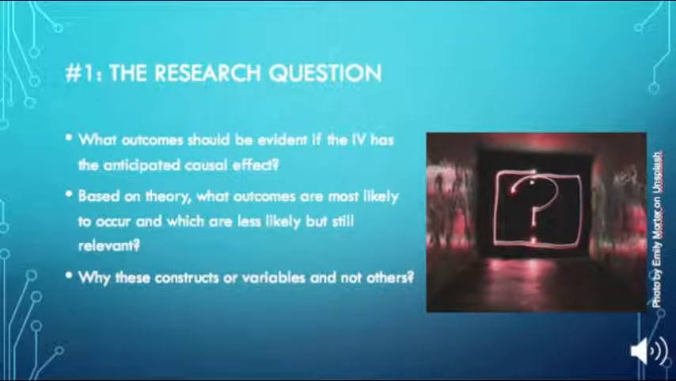Your first consideration should be your research question, obviously. If the independent variable has its anticipated causal effect, what should change? What should be different? What constructs are affected and are varying? This is based on your theory and should be the primary consideration when choosing a dependent variable.